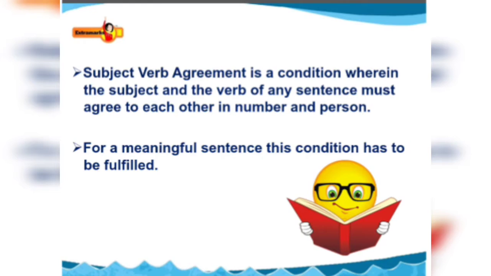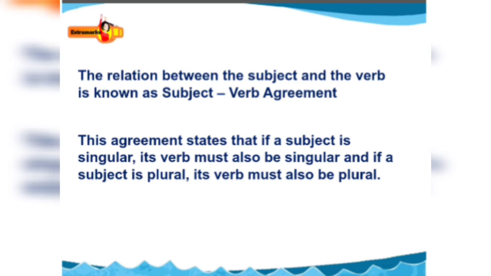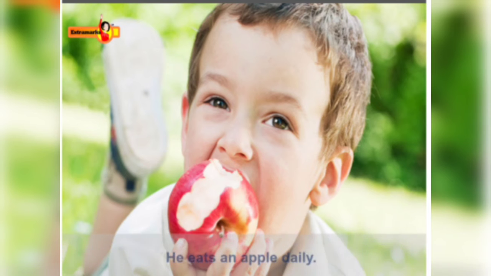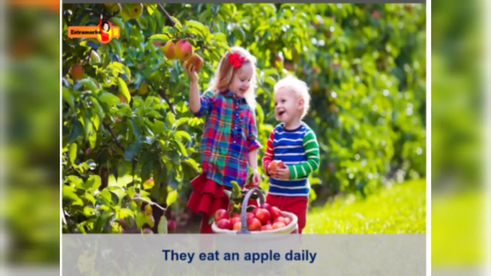Let's understand more about it. The relation between the subject and the verb is known as subject-verb agreement. This agreement states that if a subject is singular, its verb must also be singular, and if a subject is plural, its verb must also be plural. For example, he eats an apple daily. Here the subject he is a singular subject, and thus it takes the singular verb eats. They eat an apple daily. Here the subject they is plural, and thus it takes the plural verb eat.